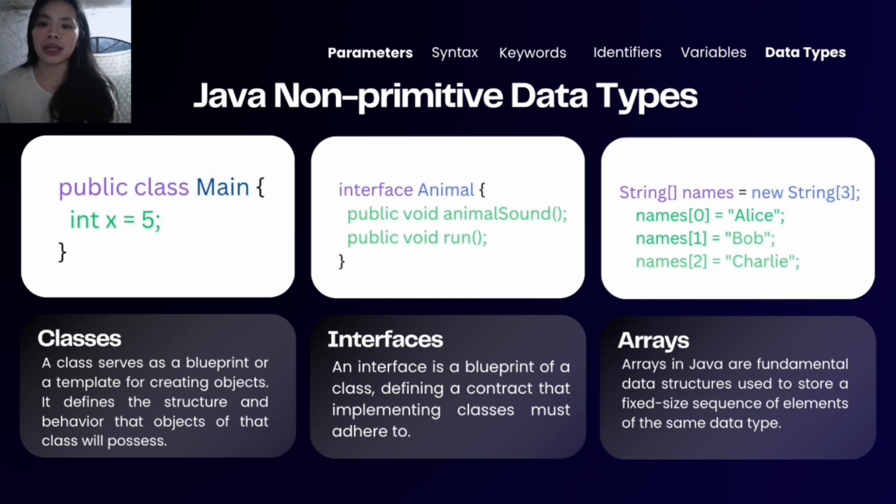making sounds or running. The array data type is used to store multiple values of the same type in a single variable. It allows easy management and access of a collection of elements using indexes. In the example, the array stores a list of names, which are Alice, Bob, and Charlie.